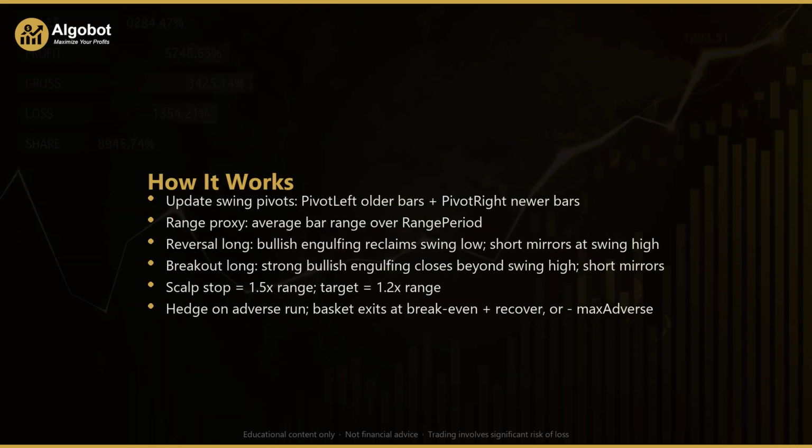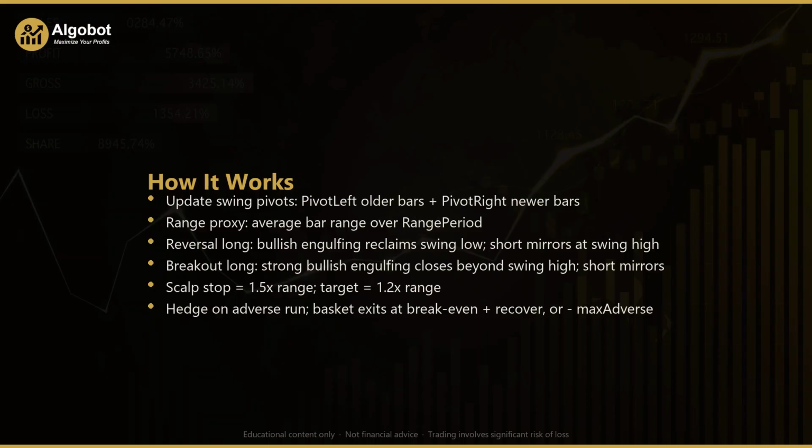Now let's walk through the mechanics step by step. On every new bar, the strategy first updates its swing pivots. It takes a candidate bar sitting PivotRight bars back and checks whether it is the strict extreme compared with the older bars to its left and the newer bars to its right. If the candidate's high is above all of them, it becomes the active swing high. If its low is below all of them, it becomes the active swing low. This streaming check keeps the support and resistance levels current as the market evolves.